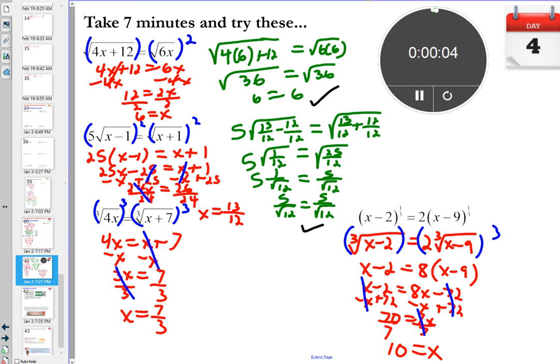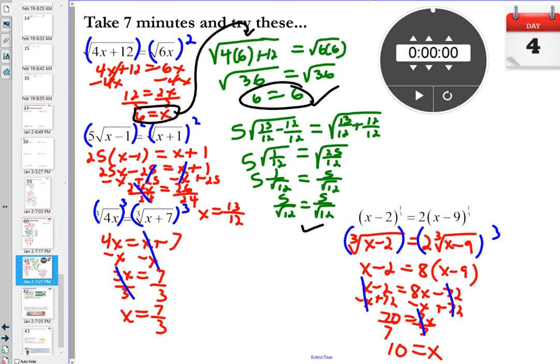All right, so on the first one, the solution you should have gotten was 6. If you got something different, let me know. Why did I check this one for extraneous? The index is even, but when I plugged in that 6, I ended up with 6 equals 6. So 2 equals 2 means it was a valid solution.